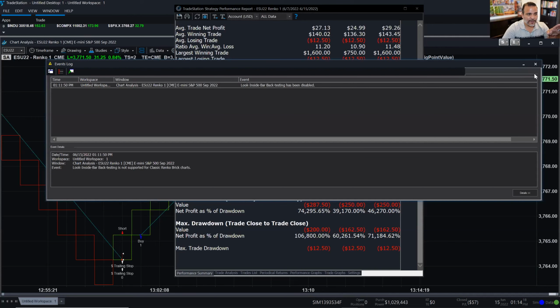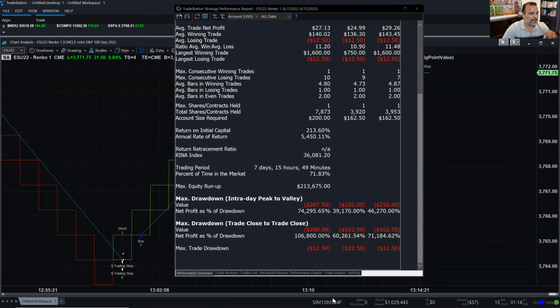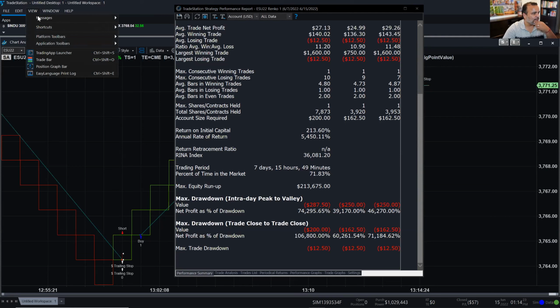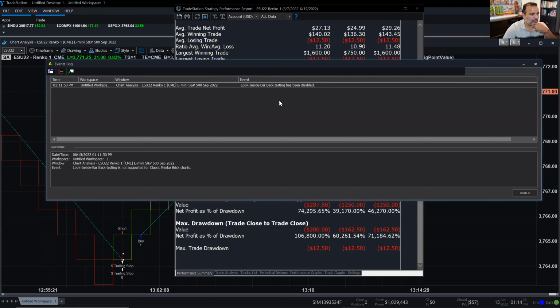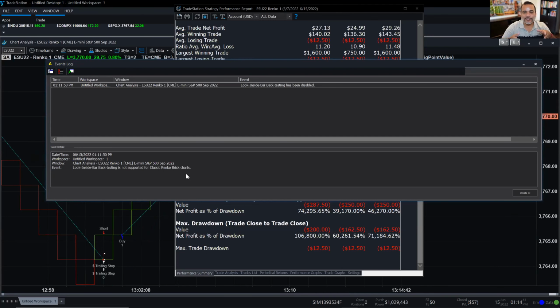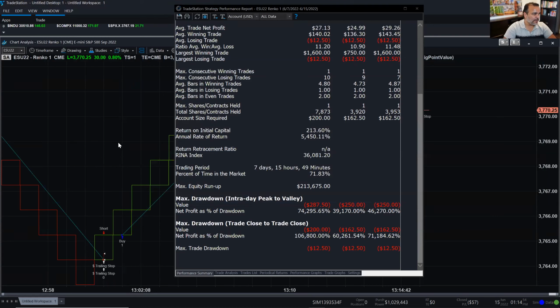And I bet that if anyone, oh, I need to check the messages here. Hold on. Messages, event log. Okay, so look inside bar back testing was disabled. That's the reason why we didn't see any change. Look inside bar back testing is not supported for classic Renko brick chart. So the reason why we didn't see the strategy react to the look inside bar back is because it was disabled. I just hadn't seen the message here.